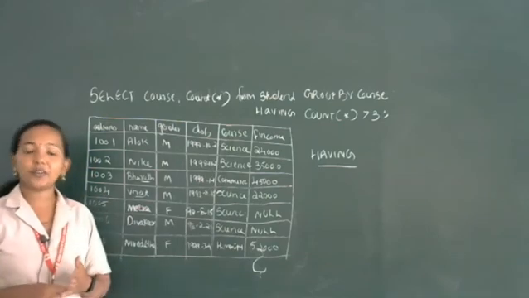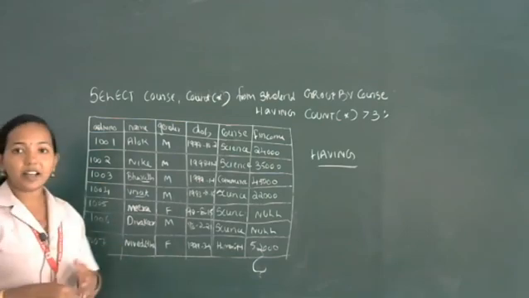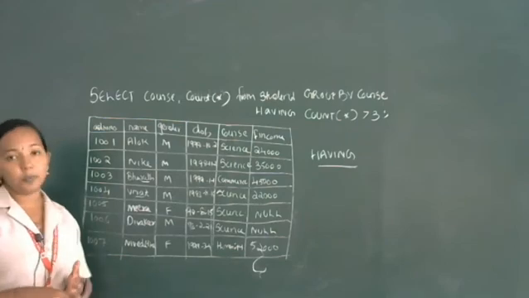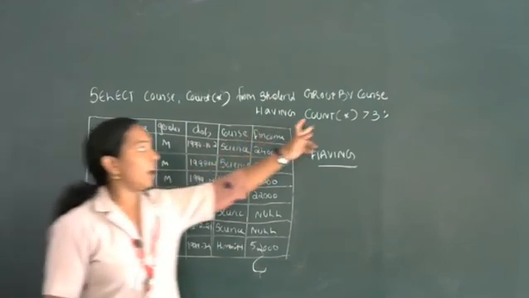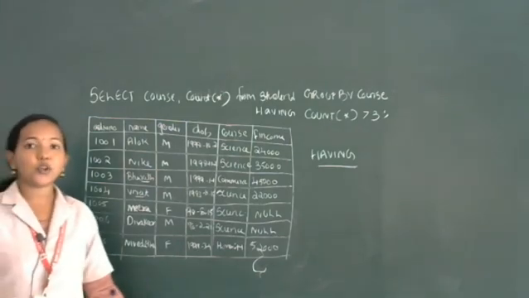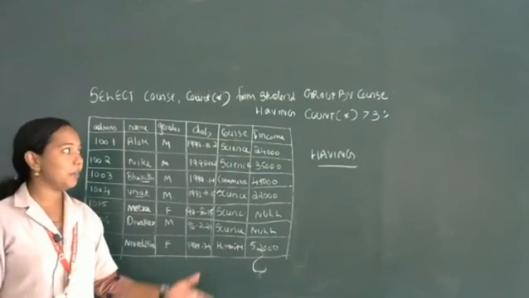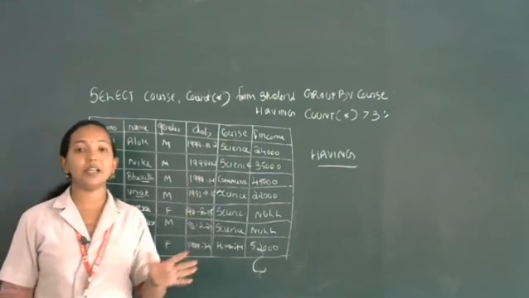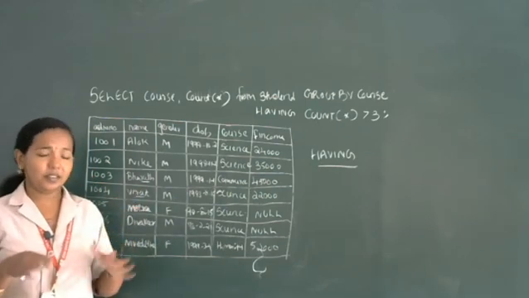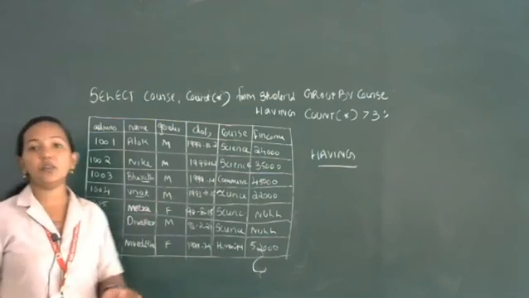Instead of having, we can also use the where clause. We can rearrange this: select course, comma, count star from student, group by course, where count star greater than 3. The speciality of SQL is that so many options are present. We can use any of the options. There is nothing compulsory. That means we can use where, we can use having also.